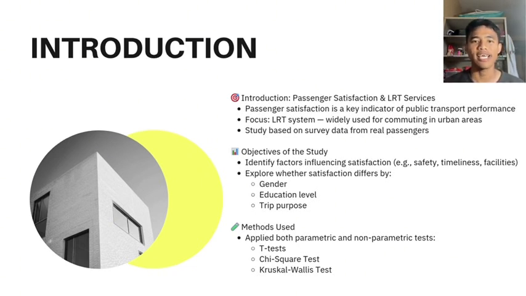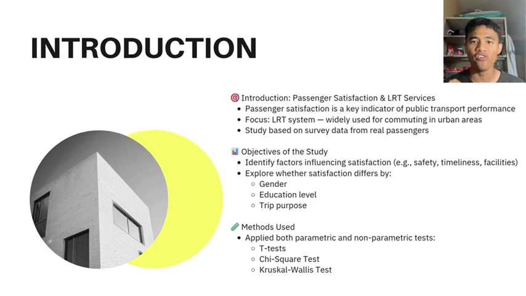This study focused on the light rail transit, that is LRT system, a popular mode of transport for daily commuters. Using dataset from a recent passenger survey, we conduct a series of statistical analysis to explore the factors that influence satisfaction levels among LRT users. Specifically, we examine whether satisfaction varies across demographic groups such as gender and education level, and whether passengers felt differently about specific aspects of the service such as facility quality, safety and timeliness.